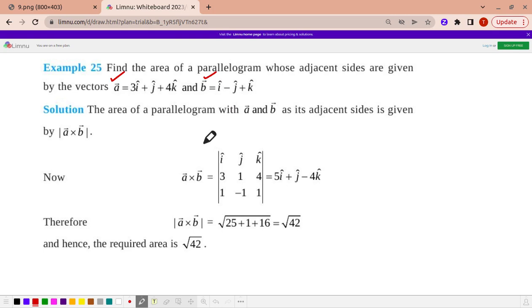As these two vectors are the adjacent sides of a parallelogram, we know the formula to find the area as mod of A cross B. As both vectors A and B are given in component form, it is quite simple to find A cross B by finding the value of this determinant, and we get the vector. Now we need to find the modulus of this vector. We get square root of 42, and we can say square root of 42 square units is the area of the corresponding parallelogram.